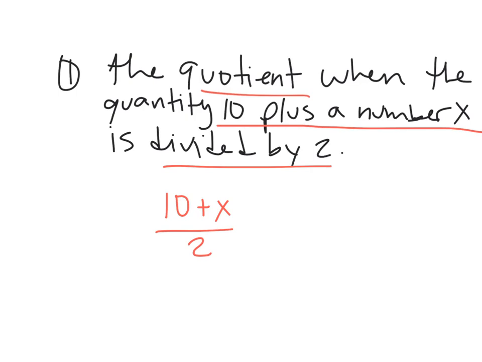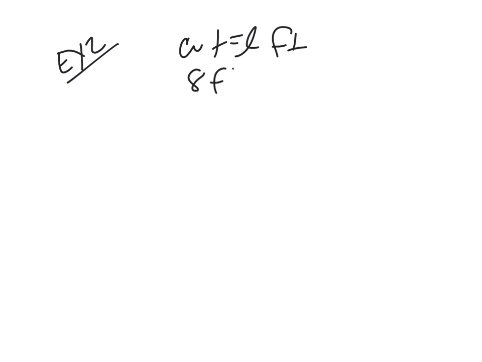All right, let's look at example 2. A piece of ribbon L feet long is cut from a ribbon 8 feet long. So the cut ribbon is L feet, and the whole ribbon is 8 feet. Write an expression for the length in feet of the remaining pieces.